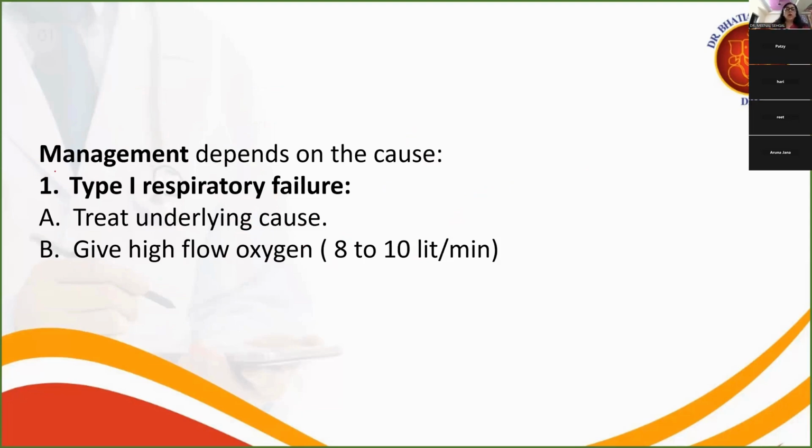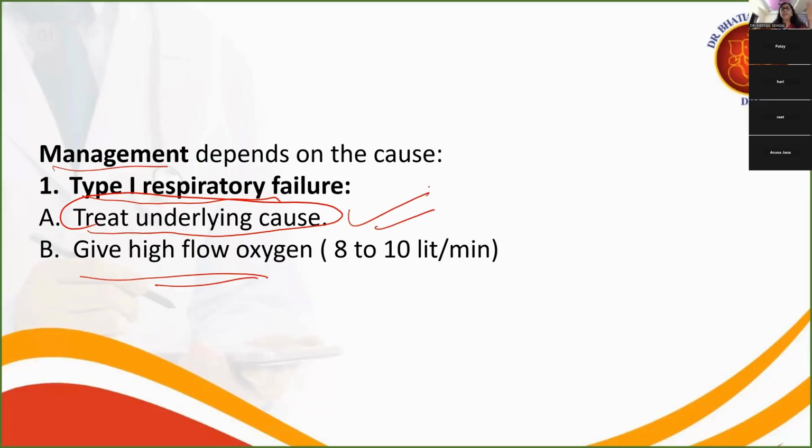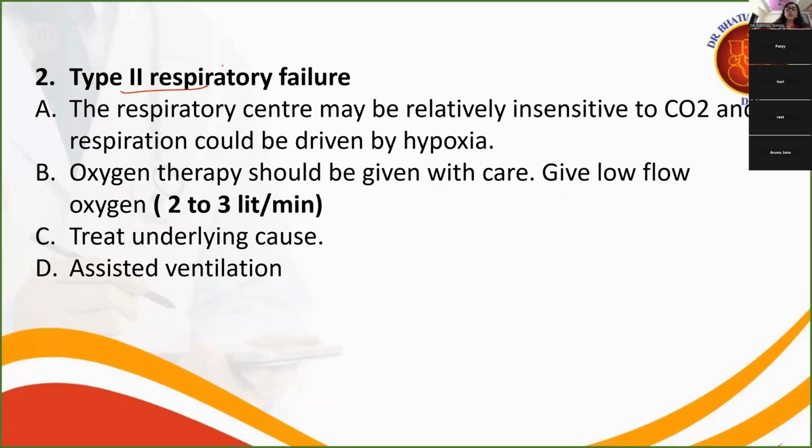So how do you manage? In type 1 respiratory failure, you will have to treat the underlying defect, and of course, you give a high flow of oxygen. Remember this, there is low CO2, low oxygen, and high gradient. So you give a high flow of oxygen so you can improve the condition after, of course, treating the underlying cause. Whereas in case of type 2 respiratory failure, there is low oxygen with high CO2 already existing.